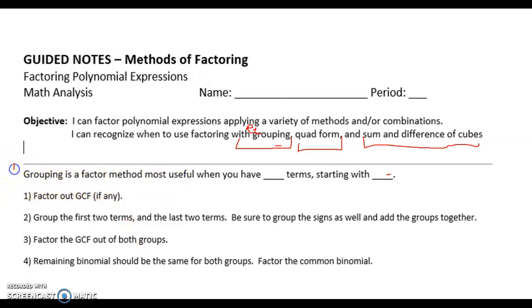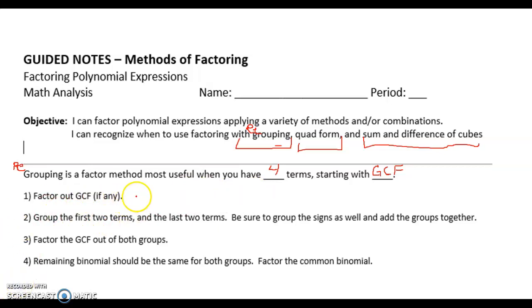And again, I like to put a re on that grouping. So regrouping is a factor method most used when you have 4 terms, and those terms have a GCF. That's an indicator that you want to do regrouping.